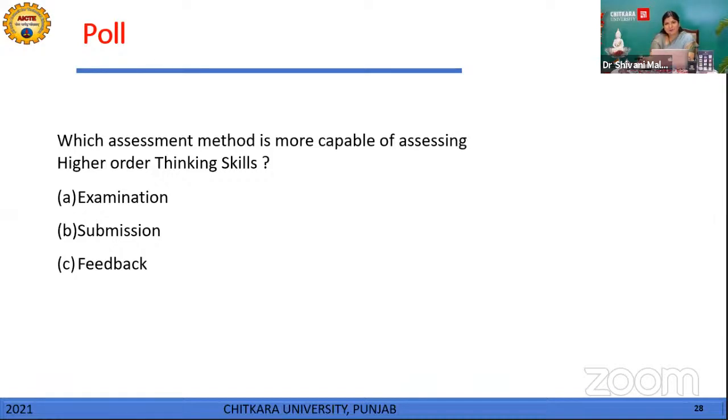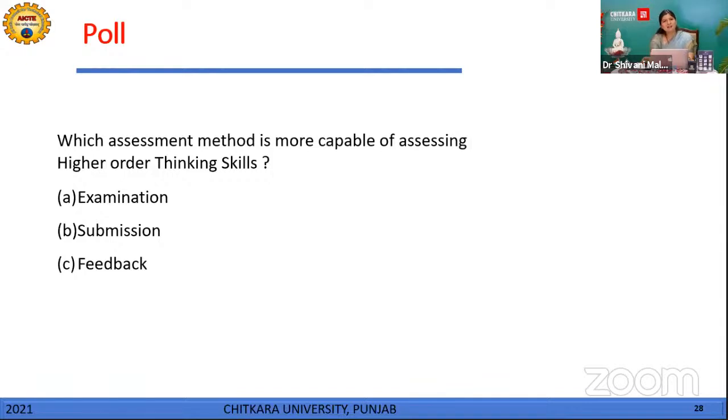So it's almost equally likely. 38% of you say that examination is a better method for higher order thinking skills, 43% say submission is a better method, and 37% say feedback is a better method. Higher order thinking skills can be assessed through examinations, submissions, and feedback, but preferably through submissions. To evaluate higher order thinking skills in students, you need to give them time for critical thinking. You need to give them time to understand the problem, to analyze, to apply what they have studied, and then to propose a solution. So submissions are considered the best method for assessing higher order thinking skills.